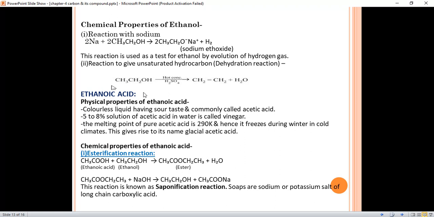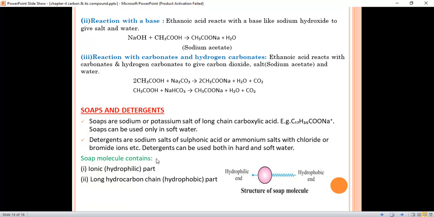Ethanoic acid physical properties, what we have read: it has a sour taste because it is an acid. 5 to 8% of acetic acid in water is called vinegar. The melting point of pure acetic acid is 290 Kelvin and it freezes during cold climate and gives the name glacial acetic acid. Next, what we have read about the chemical properties of ethanoic acid: esterification reaction, meaning formation of ester. We have also read saponification reaction, reaction with a base, reaction with carbonates and hydrogen carbonates.